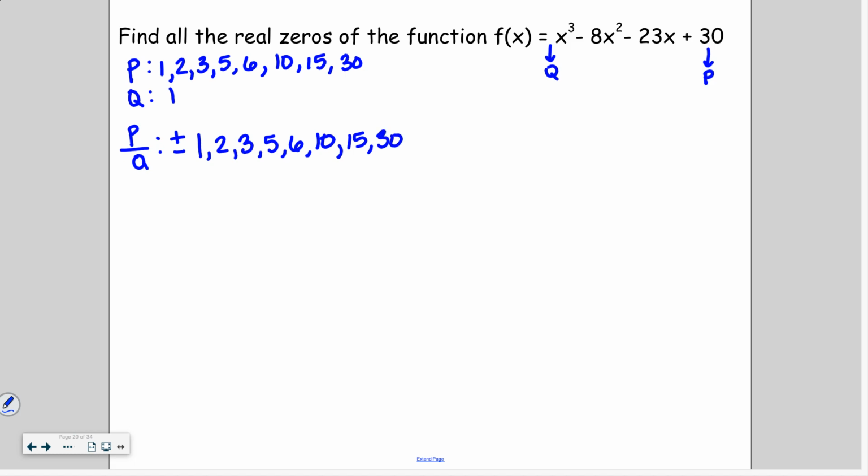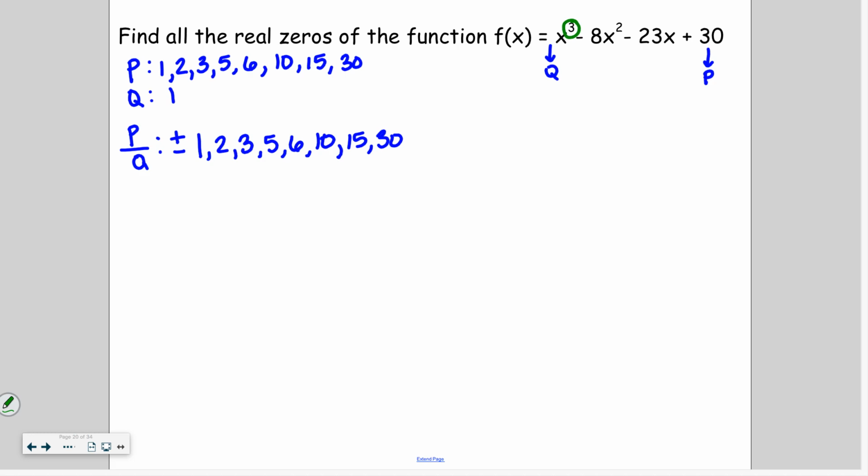Now, you don't want to be sitting there doing synthetic division with the number 30. So, whenever you're looking at it, you want to try the 1, 2, and 3 positive and negative first. That's what my suggestion is. Okay? Now, if I look at this, I have 8 positives and 8 negatives. I have 16 possible zeros. How many of them are actually going to work? Only 3. Okay?